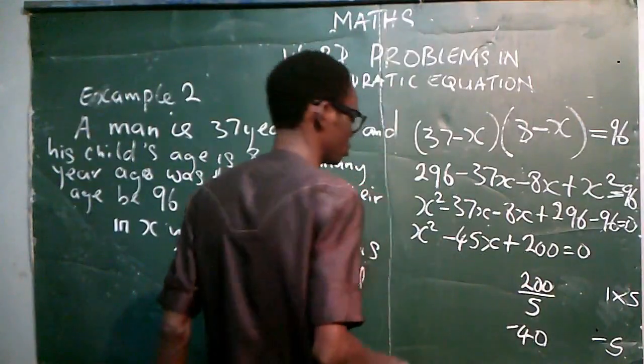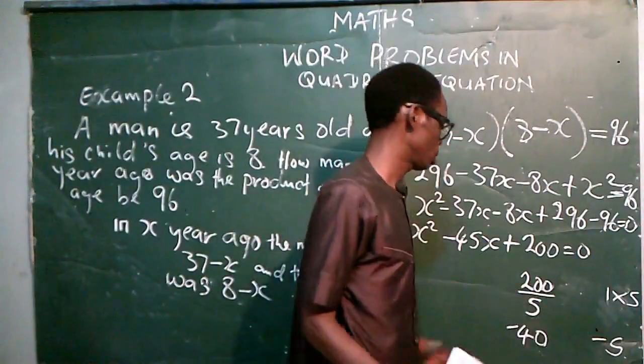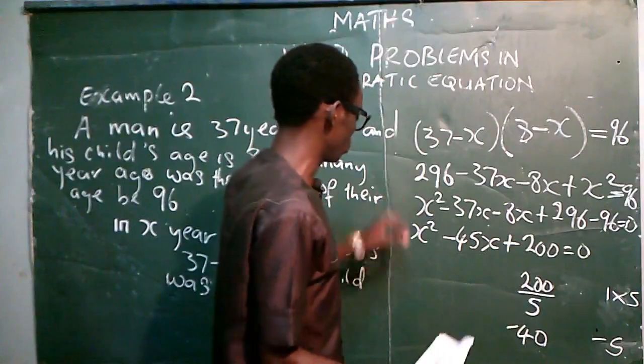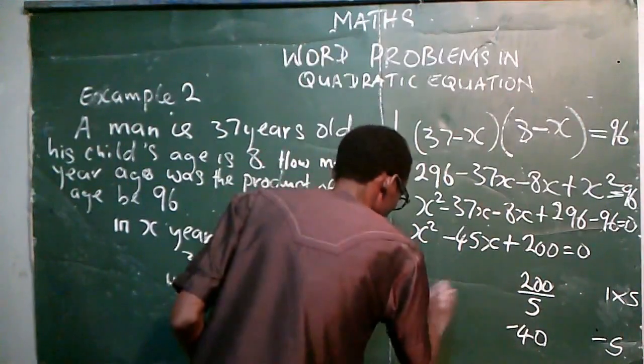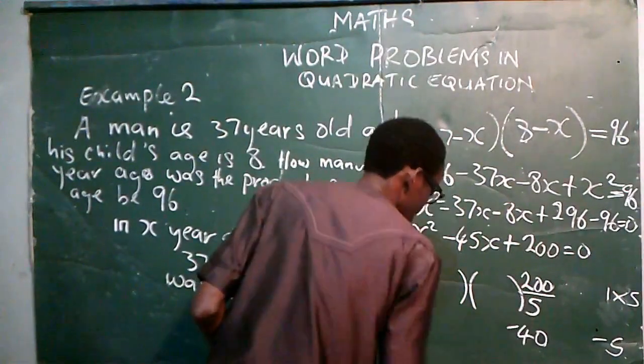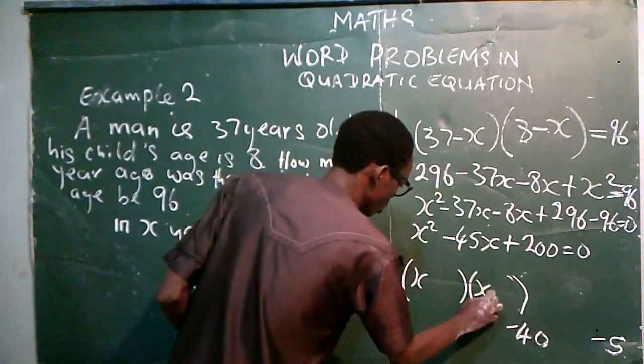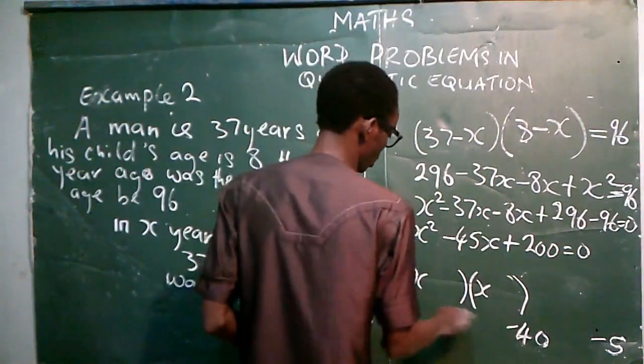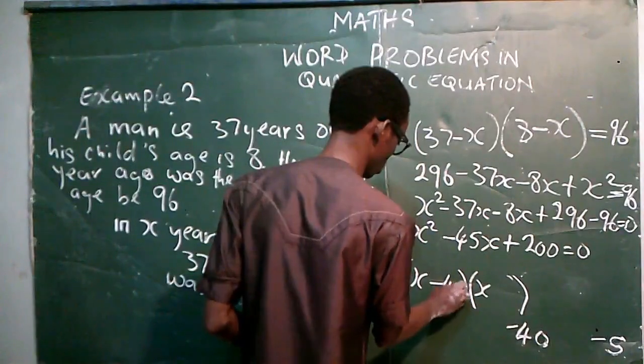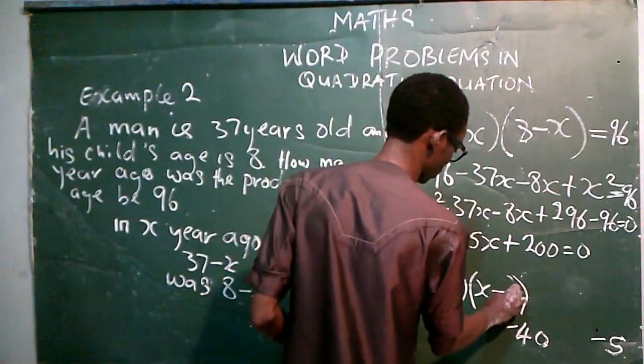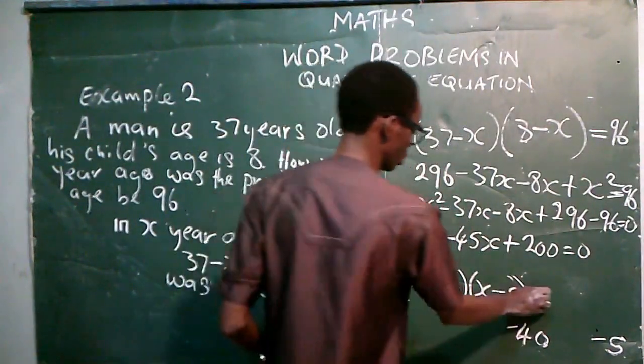So having gotten this, and the coefficient of x squared is a unit, just go straight to do this: x minus 40 and x minus 5 equal to 0.